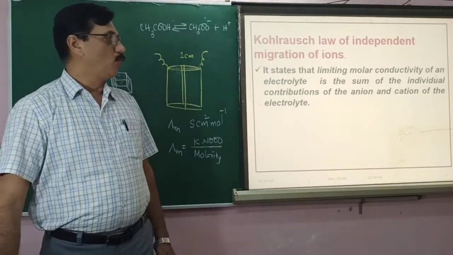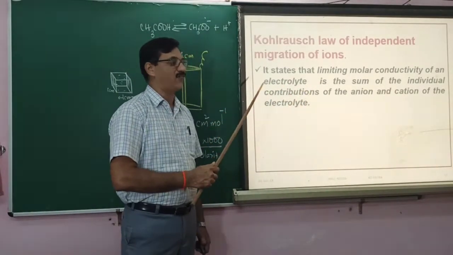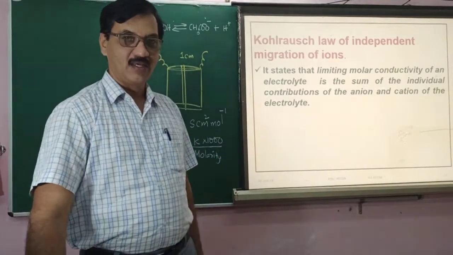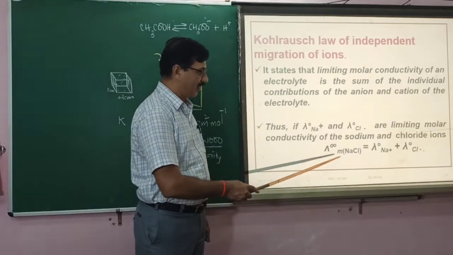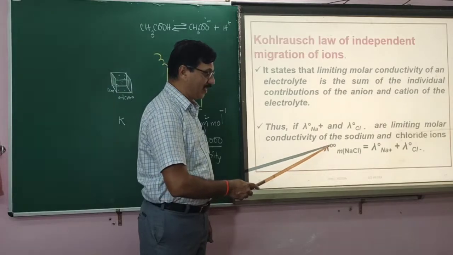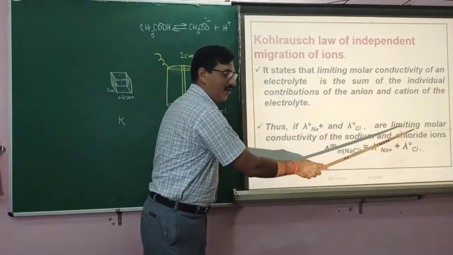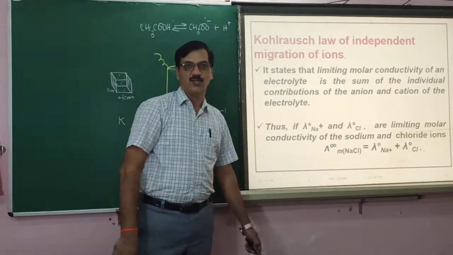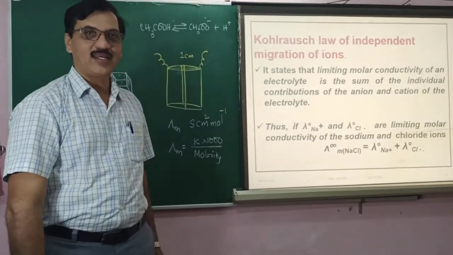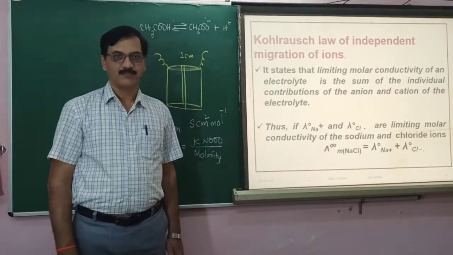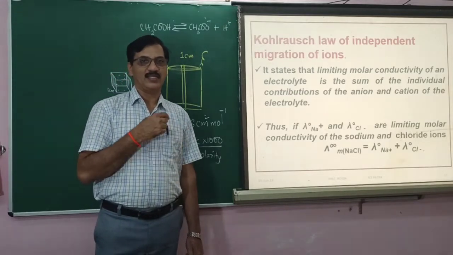Now what it states: molar conductivity of an electrolyte is the sum of individual contributions of the anion and cation of the electrolyte. Suppose we have NaCl. Molar conductivity at infinite dilution of NaCl can be written as ionic conductivity at infinite dilution of sodium ion plus ionic conductivity of chloride ion, since both are present one each in the formula, 1 Na plus and 1 Cl. So it is an individual contribution of sodium ion and chloride ion.